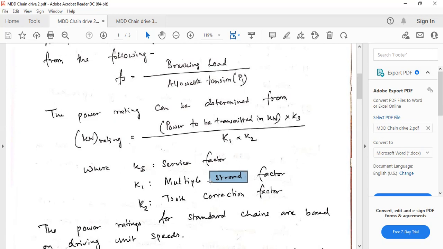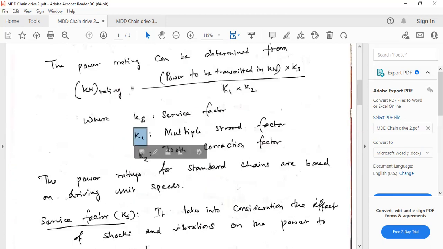Whenever more than one strand is present, we have to multiply by a factor, the multiple strand factor. For a single strand, this factor is 1. For more than one strand, suppose 2, 3, or 4 strands, we will have a value of this multiple strand factor, which is again available in the data book. Next, K2, the tooth correction factor.